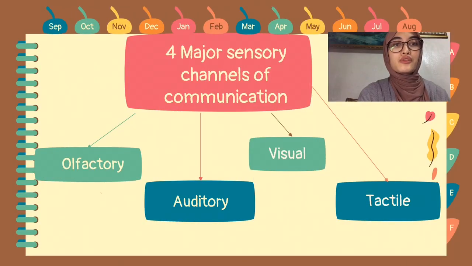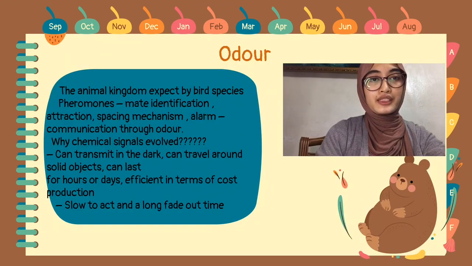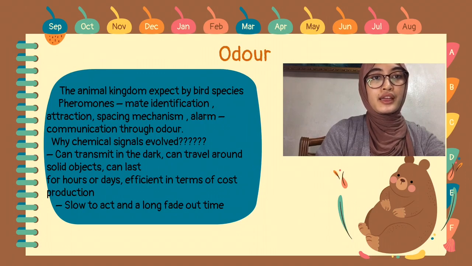There are four types of major sensory channels of communication. The first one is olfactory, then auditory, visual, and the last one is tactile. In the animal kingdom, except for bird species, pheromones, mate identification, attraction, spacing mechanisms, and alarm are communicated through odor. Why did chemical signals evolve? They can transmit in the dark, can travel around solid objects, can last for hours or days, are efficient in terms of production cost, and are slow to act with a long fade over time.